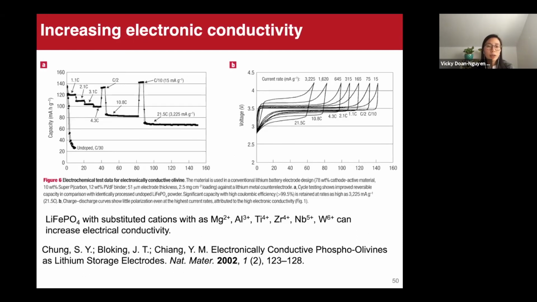You can also increase the electronic conductivity of these electrode materials by incorporating substitutions with cations such as manganese, aluminum, titanium, zirconium, niobium, and tungsten that you can see here. That was demonstrated by Yet-Ming Chiang at MIT, but it also suffers from the same fate, where if you charge and discharge at faster rates, from C over 10 all the way to a very high 21.5 C, the capacity does decrease, as you can see here.